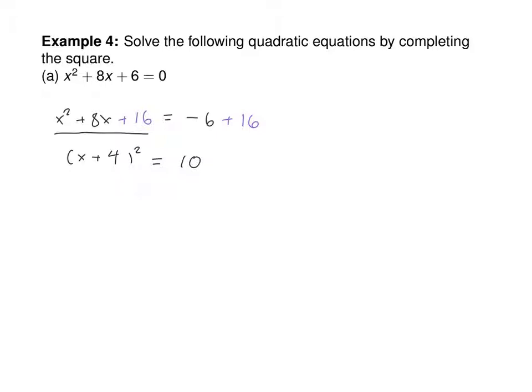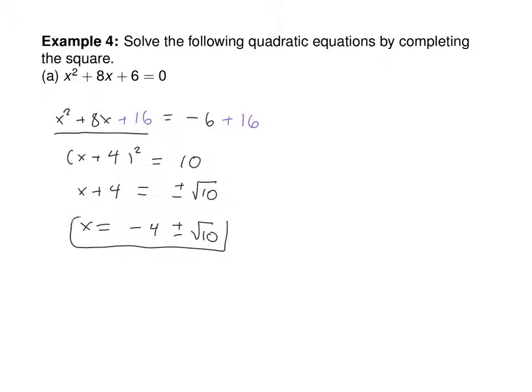At that stage, doesn't it look a lot like the other one that we had? Yeah. So square root: x plus 4 equals plus or minus square root 10. And x equals positive or negative 4? Negative 4, great.